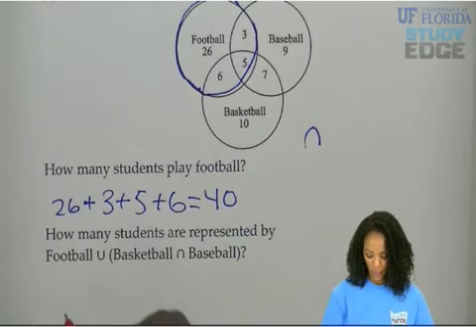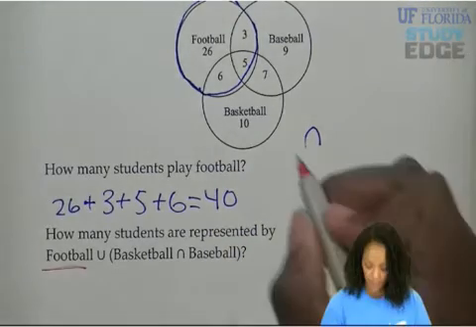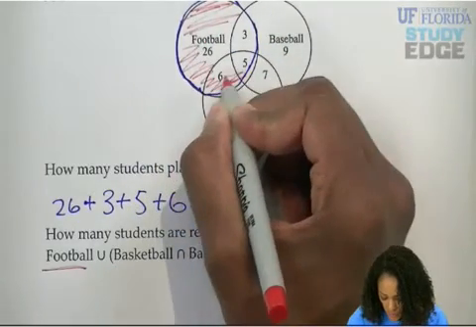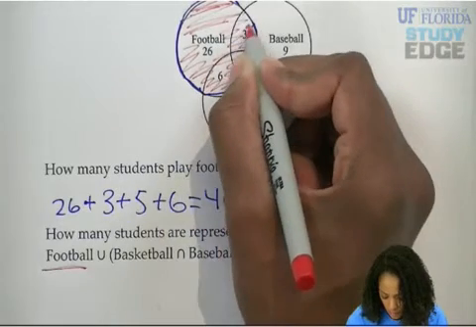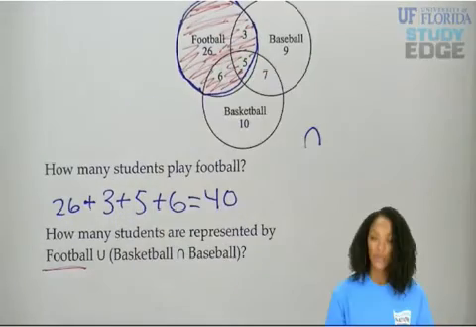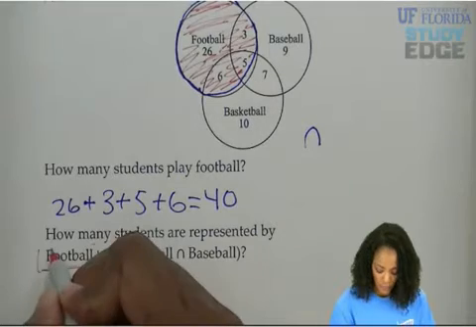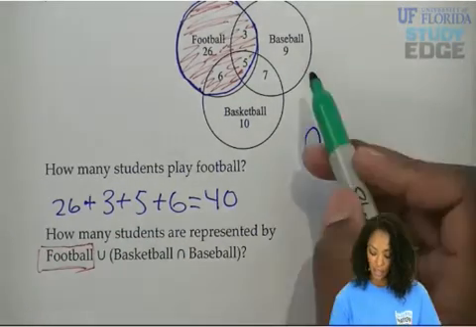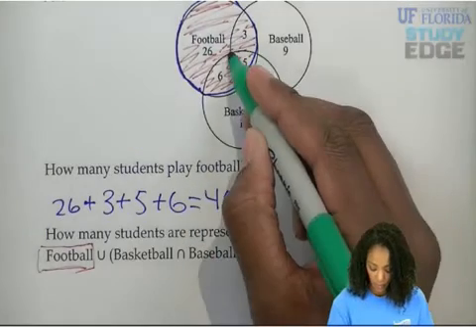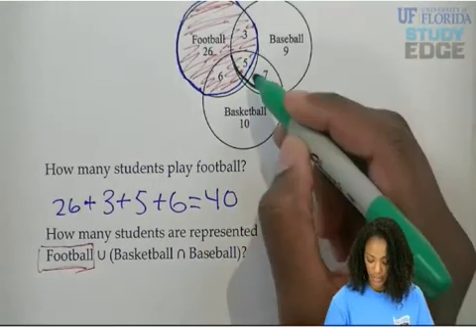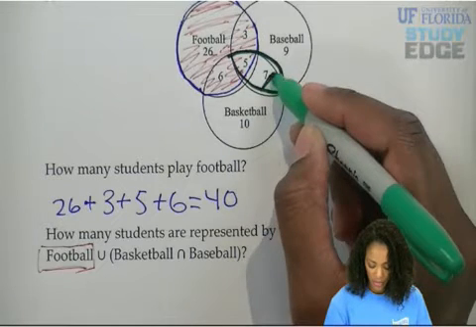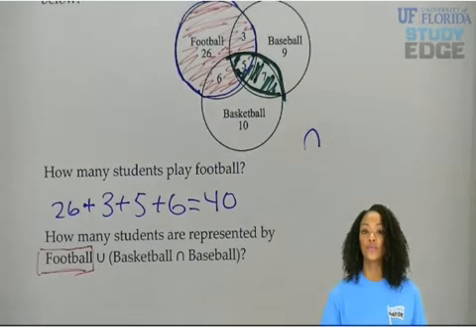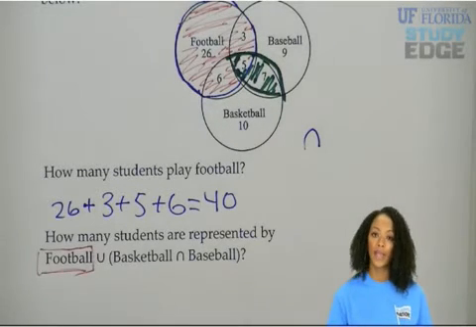What I like to do for problems like this is shade in the full region. First I'll shade in the football region with red. I'll try to avoid the numbers so we can still read them. Everything in red represents the 40 people that play football. So that's this first section. Now we want to make it a union with everyone who plays baseball and basketball. This is the section of baseball and then the section of basketball. Everything in the green region represents everyone that plays baseball and basketball.